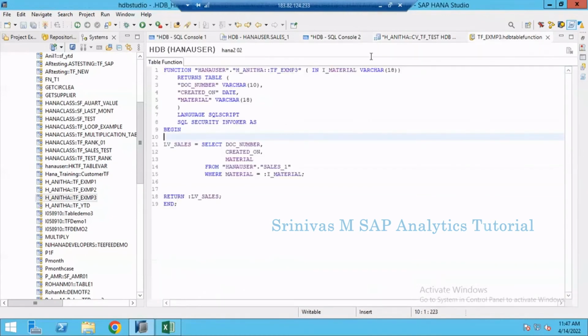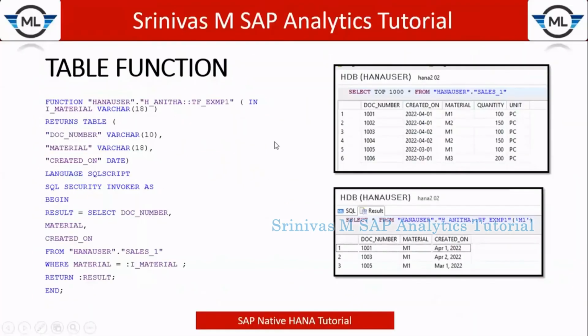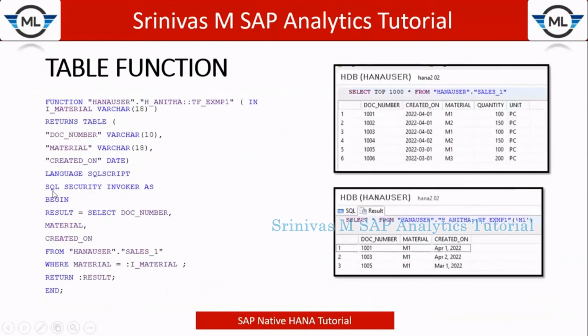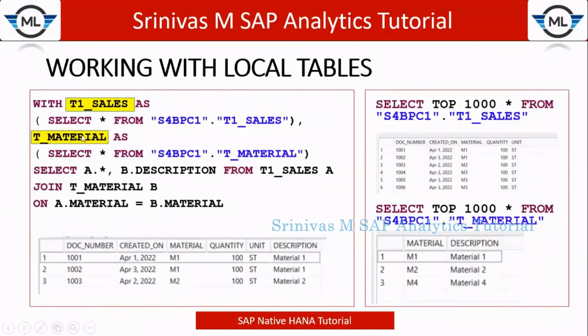So yeah, that's all. I am closing my table function concept with these two examples. In my next session, I am going to teach you working with local tables. You already know about local tables now, because in your table function we are already using one local table. In the same way we are going to use local tables. This is not any procedure or table function, but in SQL, if you want to use multiple local tables, I am going to teach you how to use them.